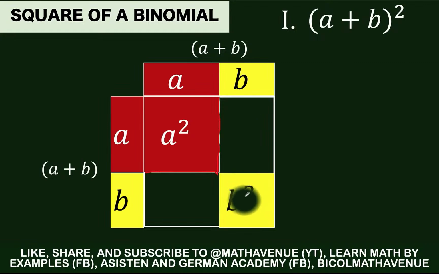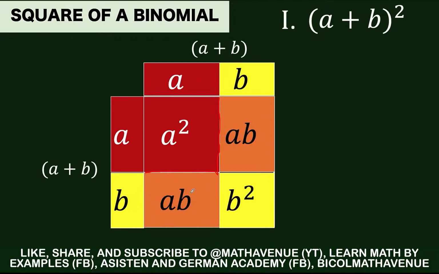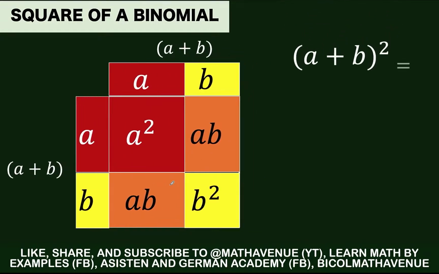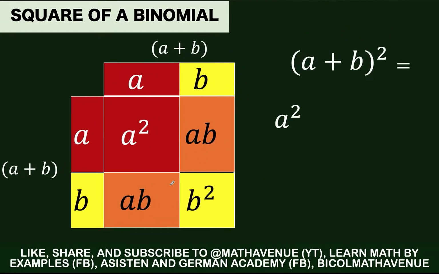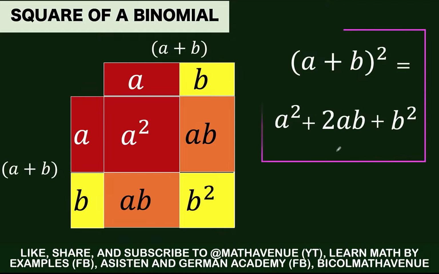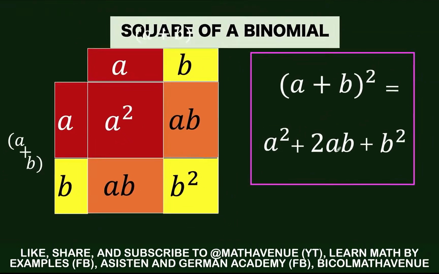Now this part here would be B by B, so that's B squared. And this part here would be A times B, so it's AB. The same here, it's AB also. So adding all these partial products results in these 4 areas: A squared plus 2AB plus B squared, because AB plus AB is 2AB. And this is now the formula which we call the square of a binomial.